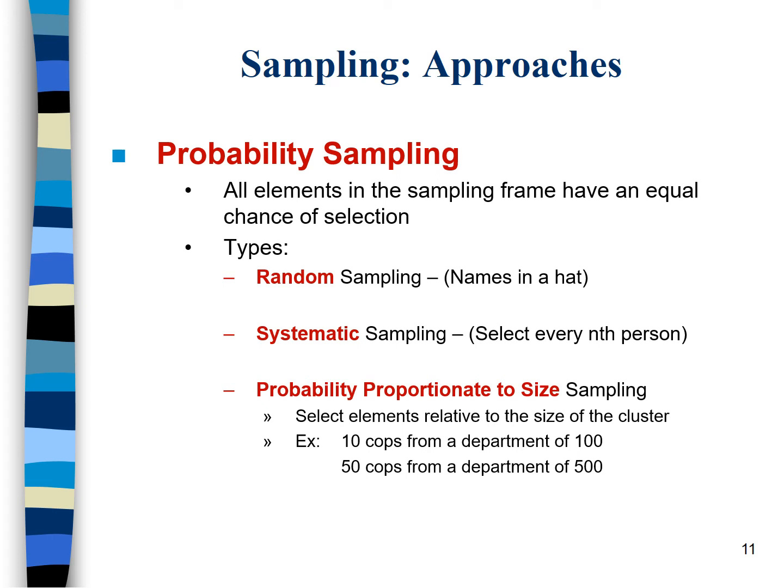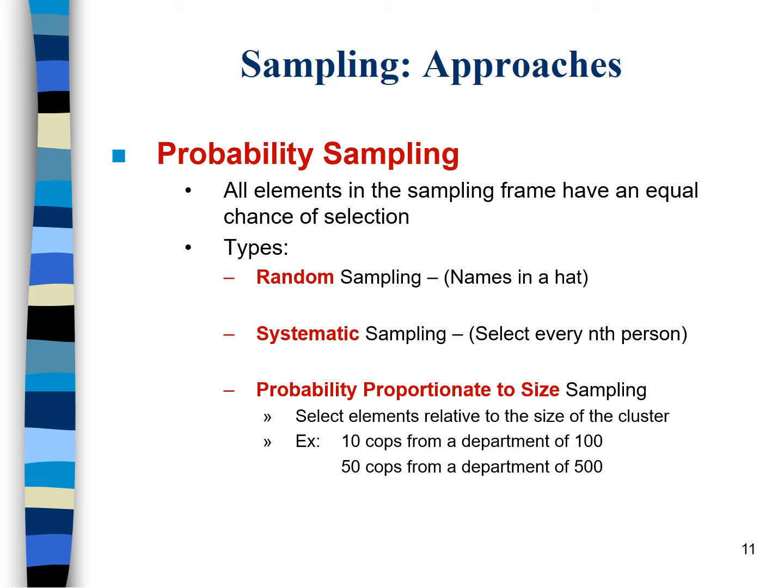So I don't want to pick the exact same number of individuals from Department 1 as Department 2, because then I'm going to have an imbalance in the representativeness of my overall sample. So what I do is I make sure that my sample is proportionate to the size of the cluster. If Department 1 has 100, I might pick 10 law enforcement officers. And if Department 2 is 500, I'm going to pick 5 times as many, so I'm going to pick 50. And that just makes sure that you keep that balance when you're looking for representativeness.